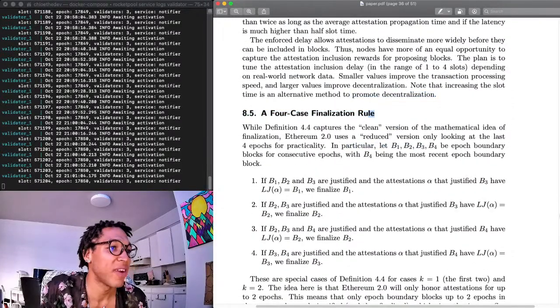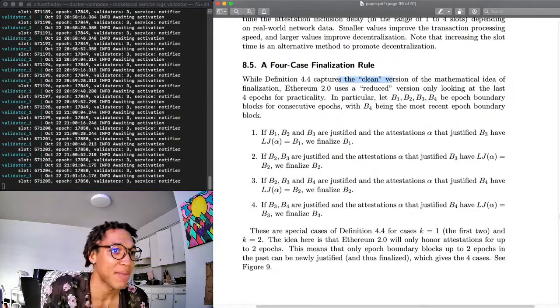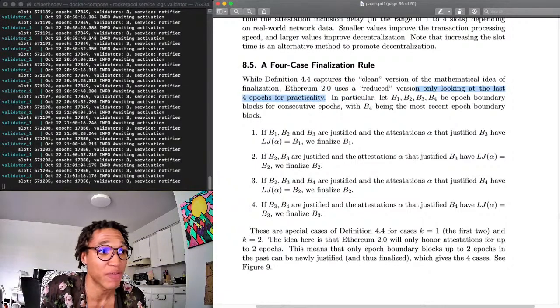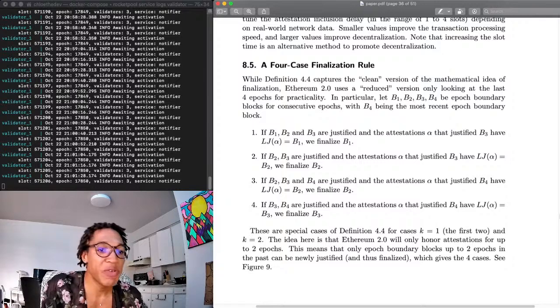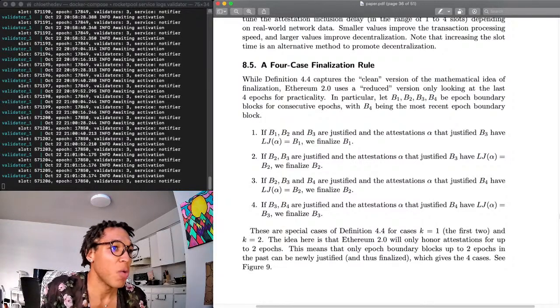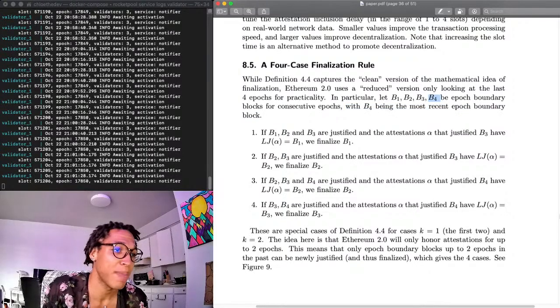8.5, a 4-case finalization rule. While definition 4.4 captures the clean version of the mathematical idea of finalization, Ethereum 2 uses a reduced version only looking at the last 4 epochs for practicality. In particular, let B1, B2, B3, and B4 be epoch boundary blocks for consecutive epochs. So there's 4 epochs. Each of these blocks are epoch boundary blocks, with B4 being the most recent epoch, and B1 the furthest epoch away.